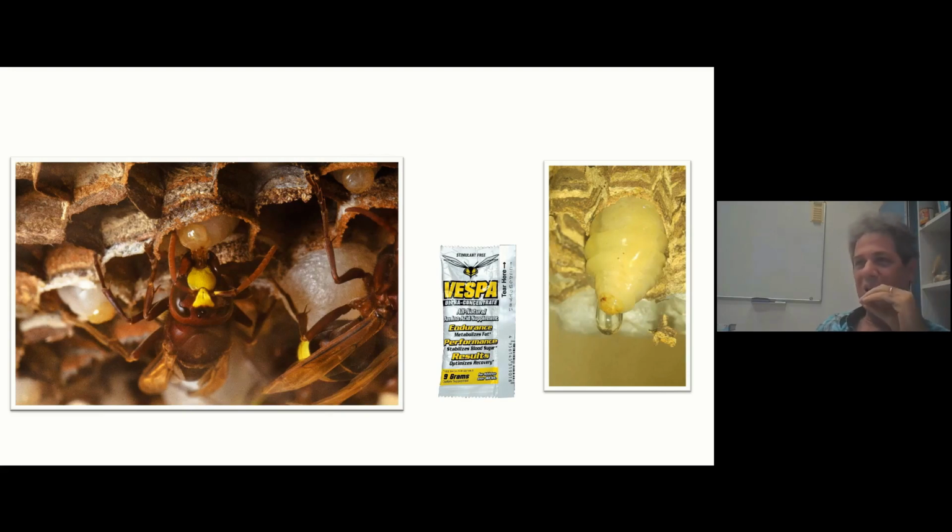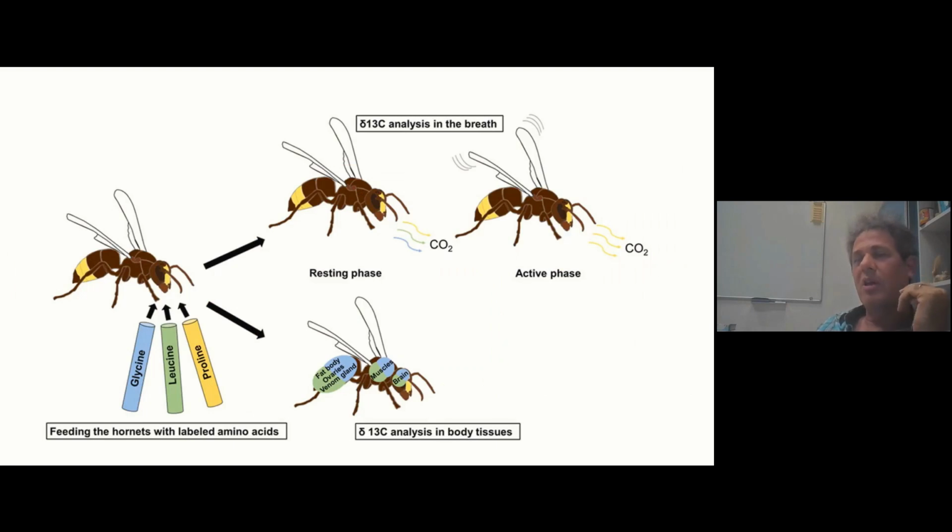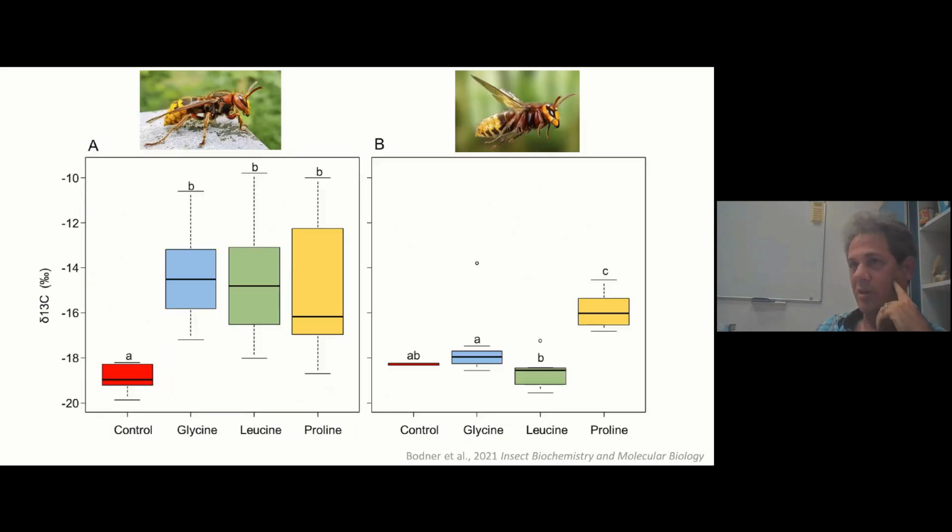A few years ago, somebody took this composition, made an energy drink, and everybody is using it today. It's very efficient, but nobody ever tested why it's so efficient. So we tried to see what happened with these amino acids in the hornets. We made artificial larvae secretion where each time we labeled one of the amino acids, proline, leucine, and glycine, we fed it to the hornets, and then we tested in their breath what is coming out, and in their brain, muscle, and fat body, what is the accumulation of the amino acid.